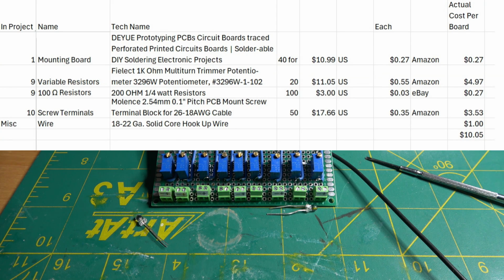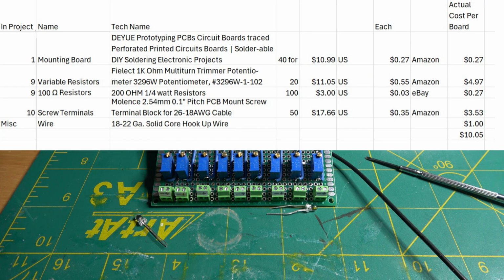So first we had the PCB boards, the project circuit boards, and I just needed one. I had to buy 40. I could probably buy one if I knew where there was an electronics store. As it was, I had to buy 40. I'm probably going to use 2, but that means that they cost me 27 cents a piece. One board at 27 cents.